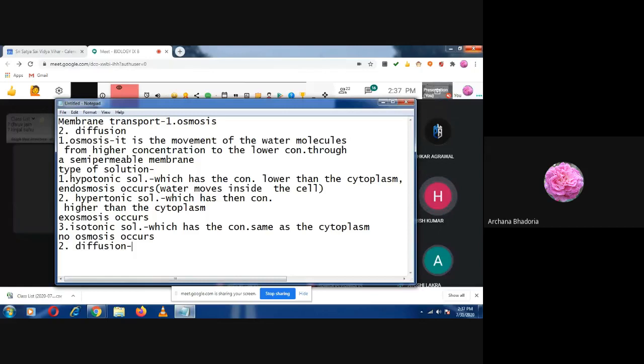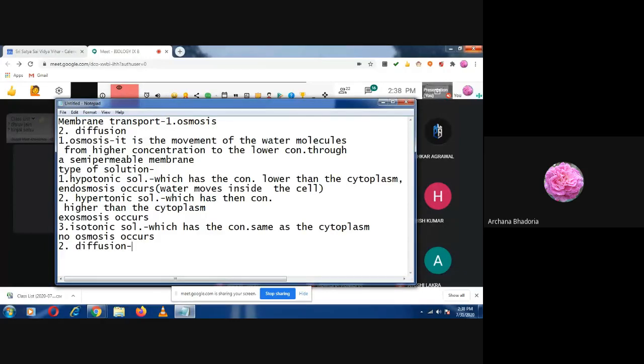Similarly, when you take a glass of water and dissolve sugar, you will find that the whole water of the glass will taste sweet. So how have they dispersed, how have they traveled in the whole glass of water? By the process of diffusion. Everyone has understood. So diffusion will occur in living and non-living systems also.